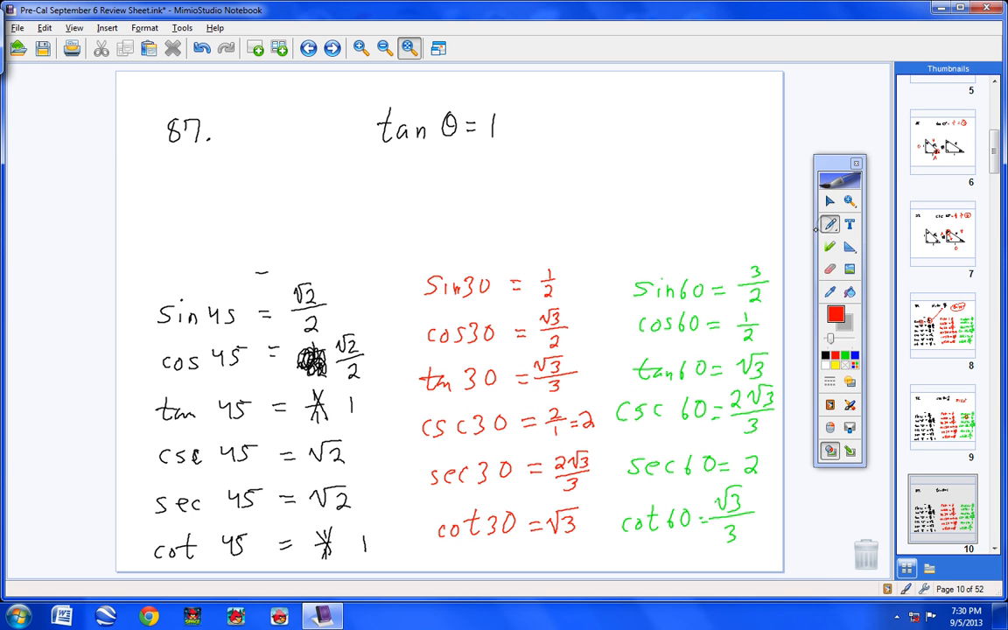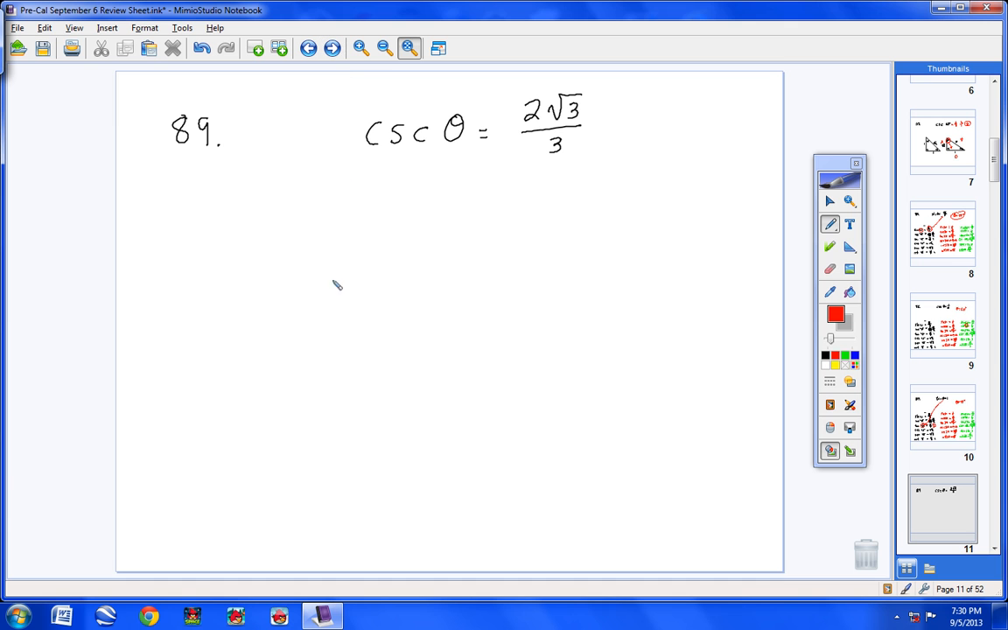All right, let's take a look here. Tangent of an angle gives me 1. Well, let's see. Tangent. Here it is right here. Tangent of 45 gives me out a 1. So what does theta have to be? Theta has to be 45. So theta equals 45 degrees. Okay, moving on to number 89.